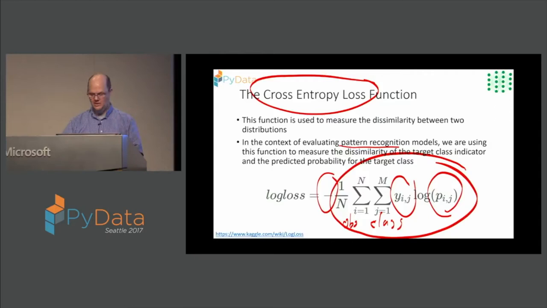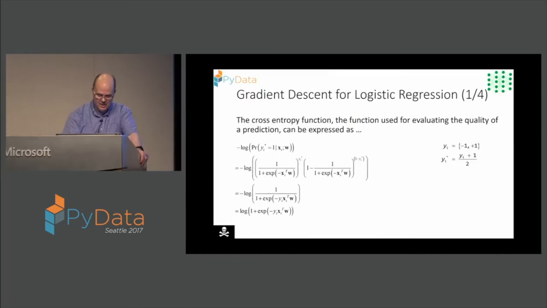All right, so gradient descent for logistic regression. Here are some nasty math symbols. We won't spend too much time with this. It's got the little Jolly Roger there in the lower left-hand corner. The cross entropy function, the function used for evaluating the quality of a prediction, can be expressed as follows. So we say this negative log probability that it belongs to this class, given our input data x and our model weight vector w.